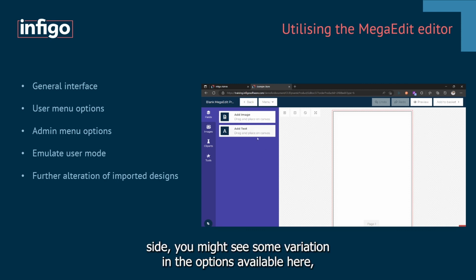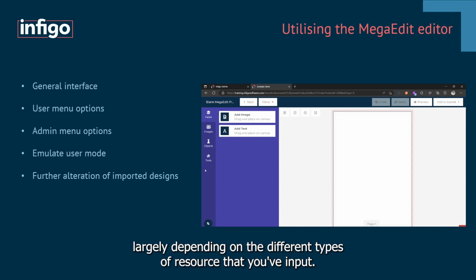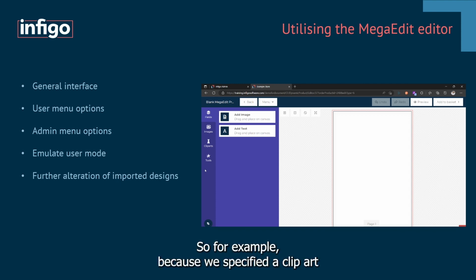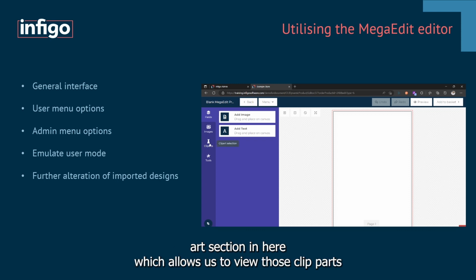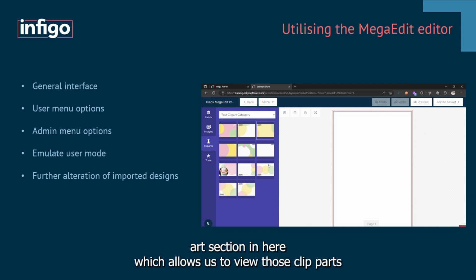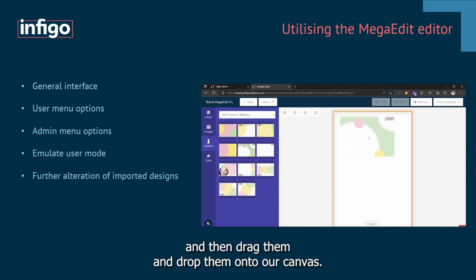Over on the left-hand side, you might see some variation in the options available here, largely depending on the different types of resource that you've input. So for example, because we specified a clip art resource set as part of our earlier part of this video, we now have a clip art section in here, which allows us to view those clip arts and then drag them and drop them onto our canvas.